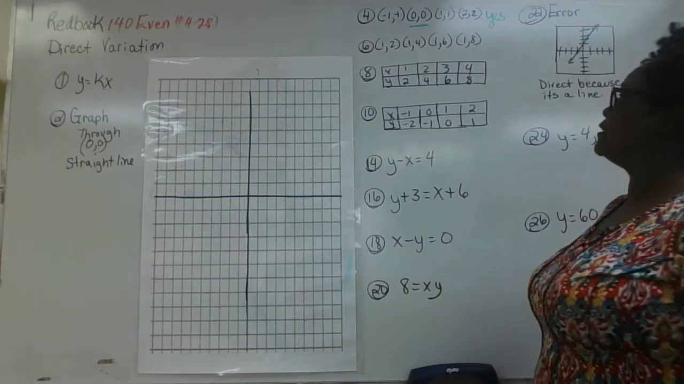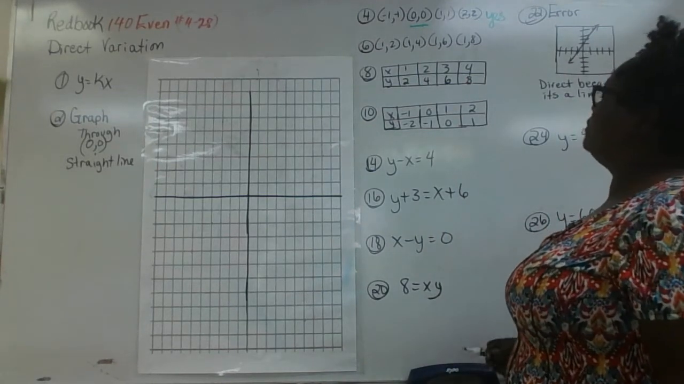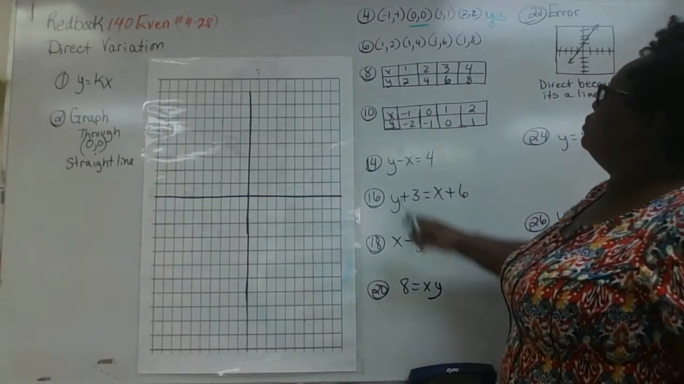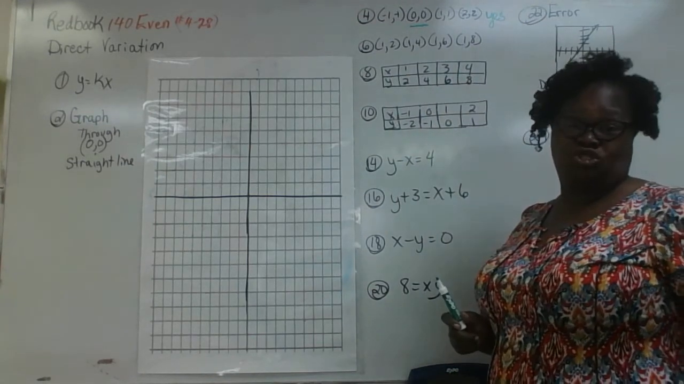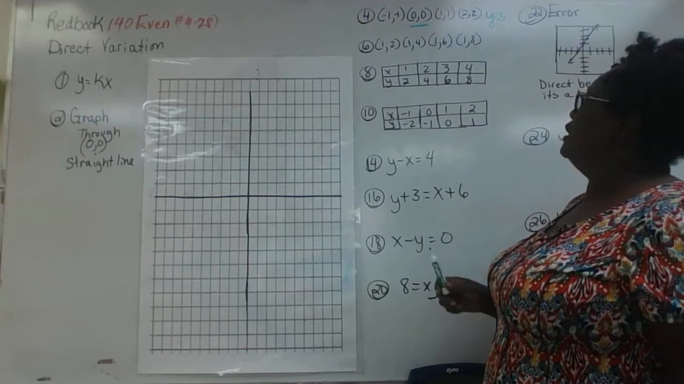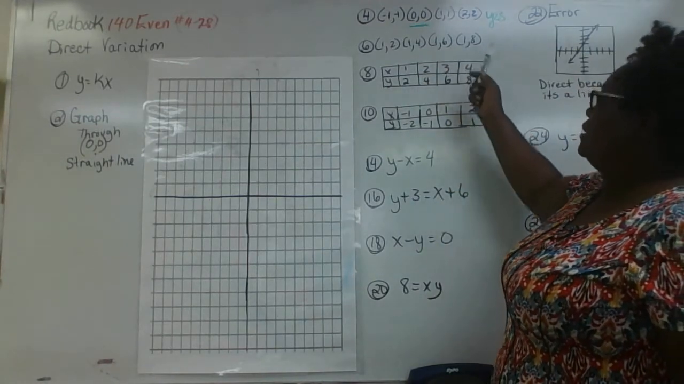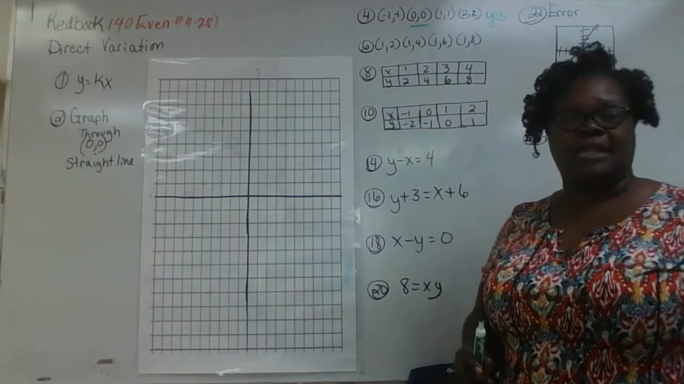Let's look at number 6. On number 6, we want to determine, do we have a straight line? We have 1, 1, 1, 1. Well, that's straight, all ones. And then we have 2, 4, 6, 8. But I wonder what that looks like. Let's take a look.